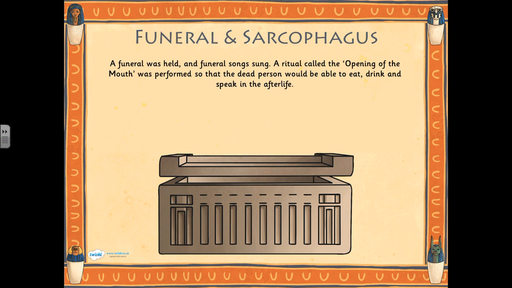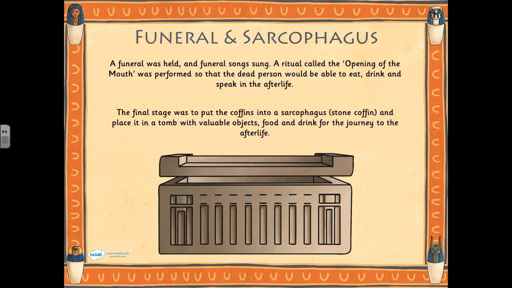A funeral was held, funeral songs were sung, and often a ritual called the opening of the mouth was performed so that the dead person would be able to eat, to drink and speak. The final stage was to put the coffin into a sarcophagus. A sarcophagus is a stone coffin, and that would be placed in a tomb with valuable objects, with food, with drinks for the journey so that the afterlife could be successfully taken.